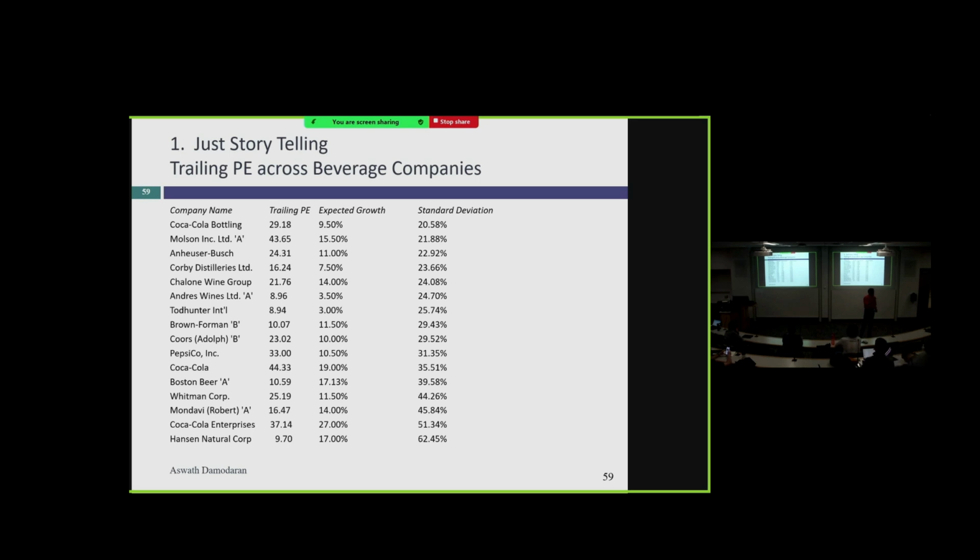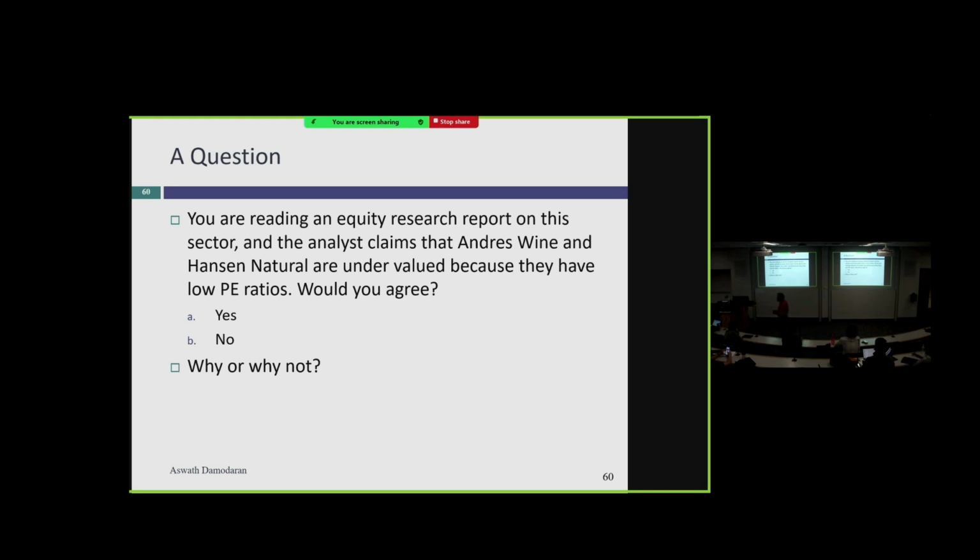So I'm not saying this, and this is the problem with storytelling, is you can talk yourself into a corner. On the one hand, these stocks look cheap, but on the other hand, they're either low growth or high risk. Where do I go from there? I have no idea. But if you have prior biases, you want to convince me that they're cheap or expensive, you can do it.